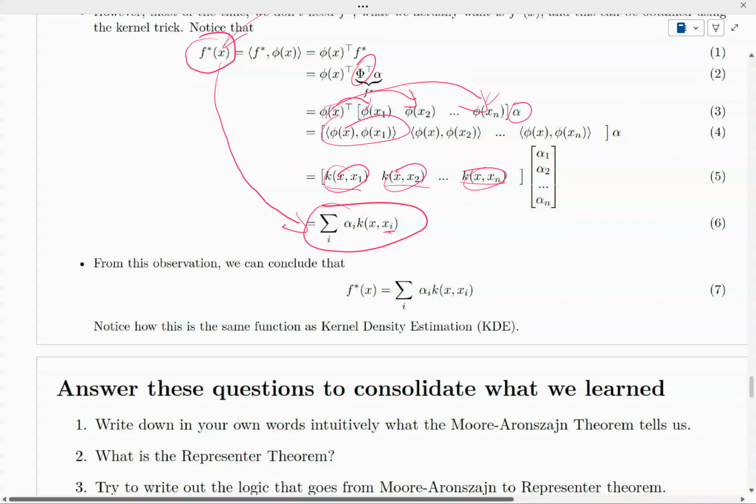And after regression, you know what the alpha value is, you know what xi is because those are your data, and you just put x in, right? Notice how this looks almost identical to kernel density estimation we learned previously, right? Basically, the kernel density estimate came from this idea, and a lot of kernel methods come from this idea.